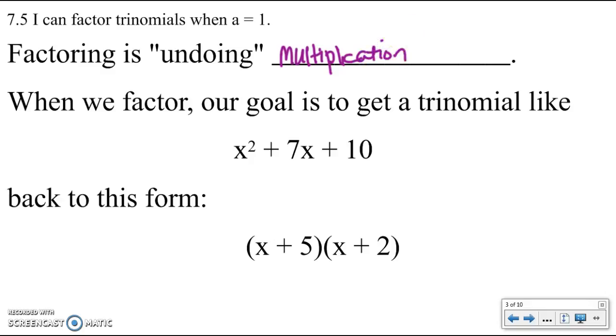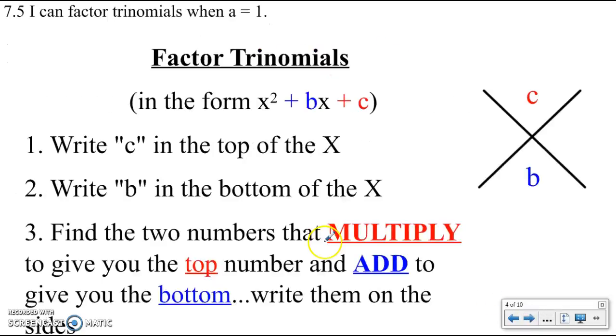So our goal when we factor is to get our trinomial, like x squared plus 7x plus 10, back to the form where it's in two sets of parentheses. So x plus 5 times x plus 2. There are two approaches that you need to take that are similar. The one we're going to do today is more basic because there's not a coefficient out front. The one that you will do tomorrow requires a few more steps just because there's an extra coefficient. So we're going to call this the x method, and at BHS you'll hear it referred to as the x method in every class.